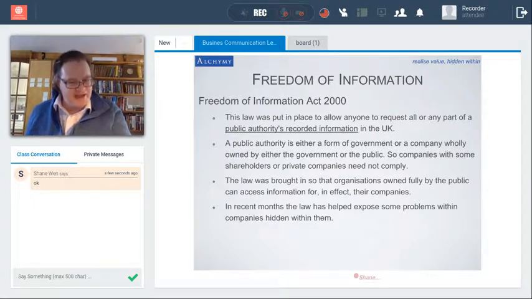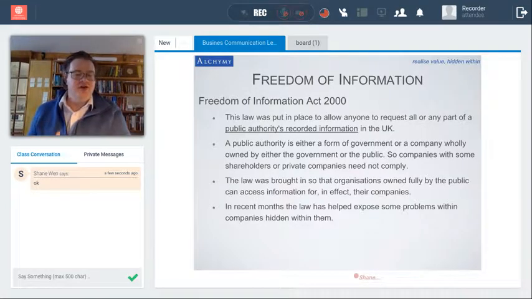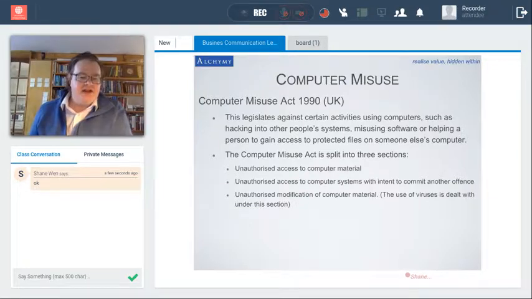But we can take advantage of freedom of information if we want to find out more about what's going on with the public bodies in our space. The other act that's really important is computer misuse. Now, the relevant UK Act is the Computer Misuse Act 1990, which is quite old in this space, 30 years now nearly. And it relates to activities using computers, such as hacking, misusing software, etc.